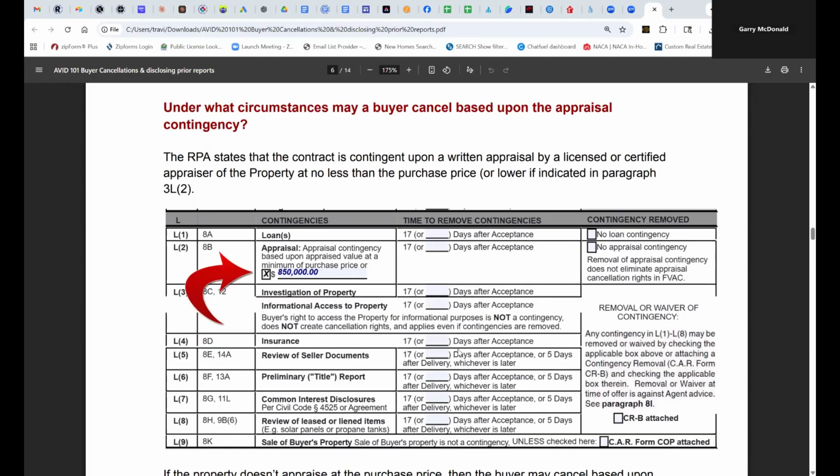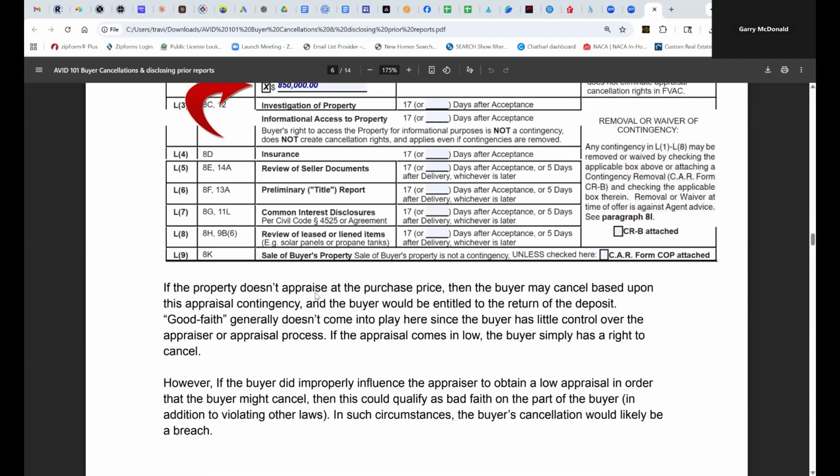Under what circumstances may a buyer cancel based upon the appraisal contingency? The RPA states that the contract is contingent upon a written appraisal by a licensed or certified appraiser of the property at no less than the purchase price, or if lowered, indicated in paragraph 302. So in 302, if you wrote in something here, then that would be the amount.